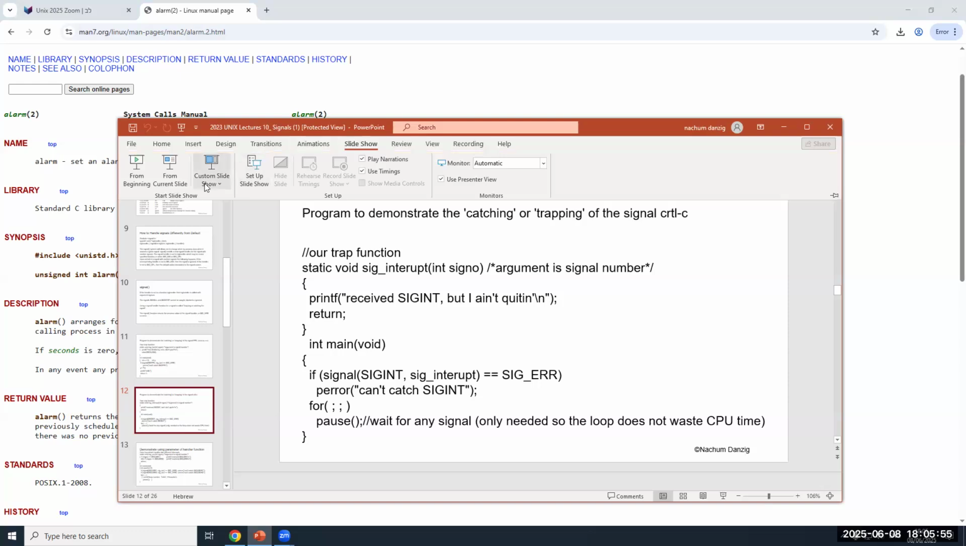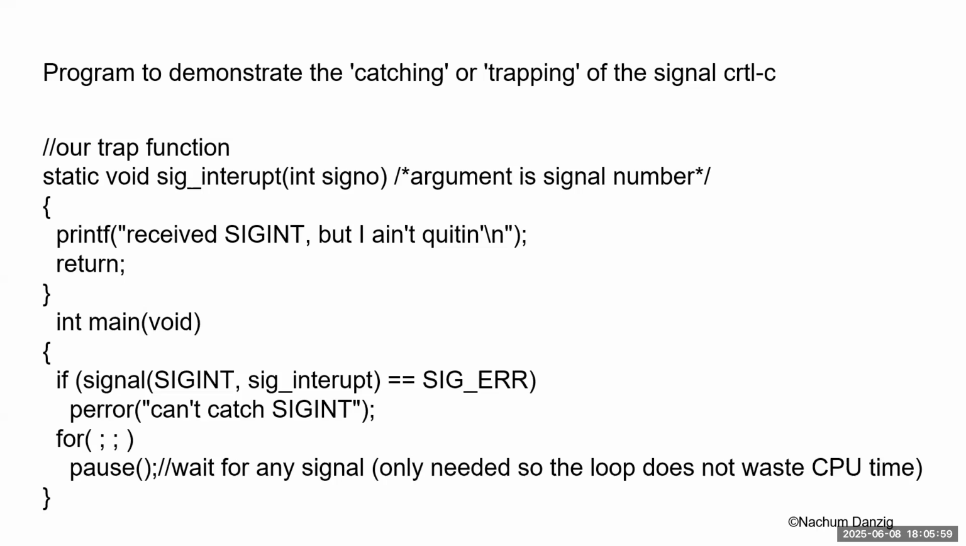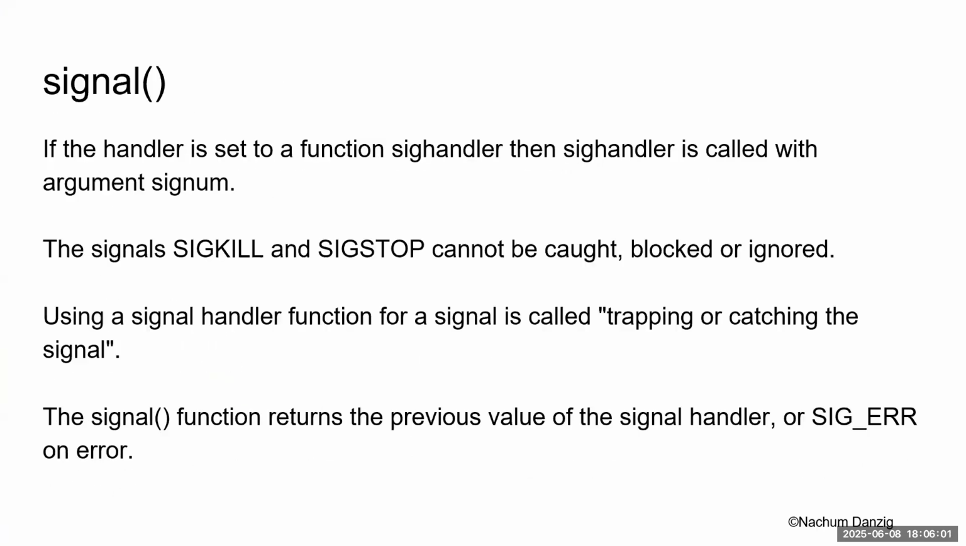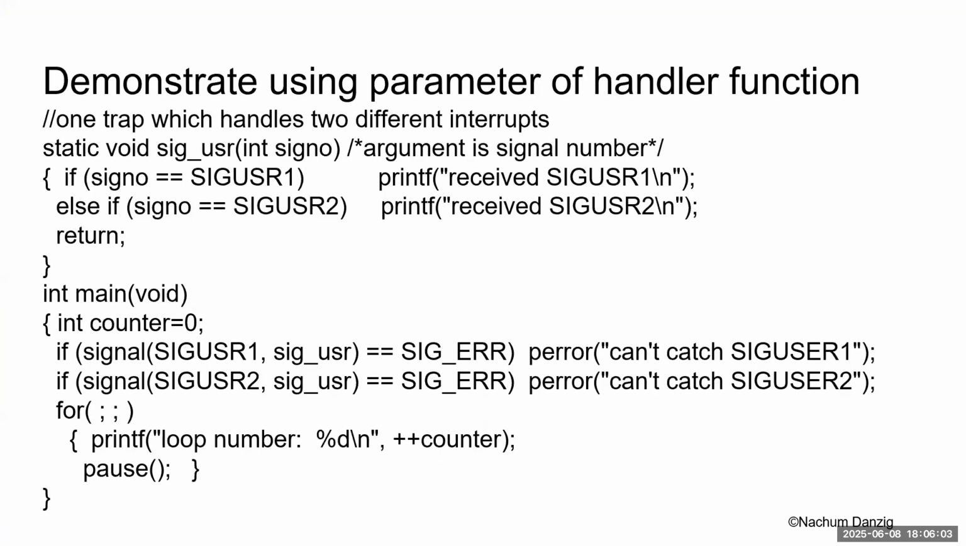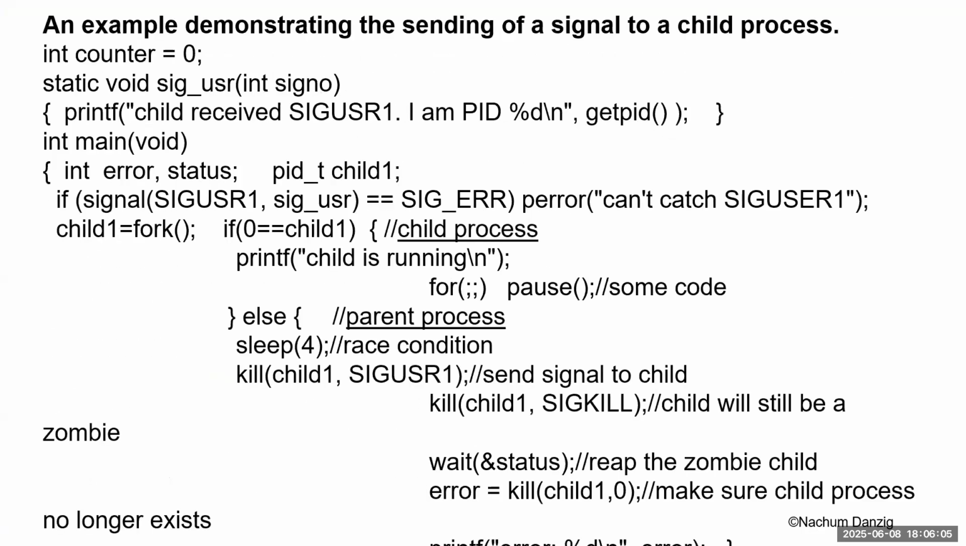Okay, so we saw this complicated program with alarm. Where were we? Next one. An example demonstrating sending a signal to a child process. So here's already a little bit more interesting, maybe. I thought this was interesting at one point.